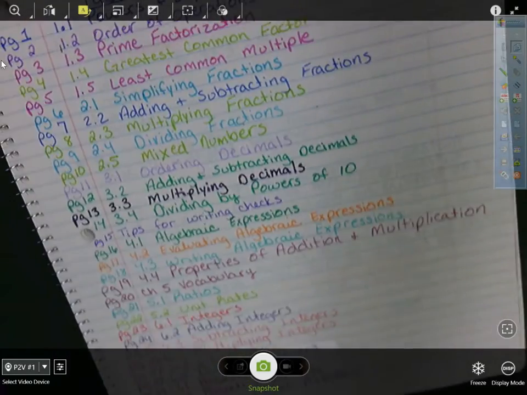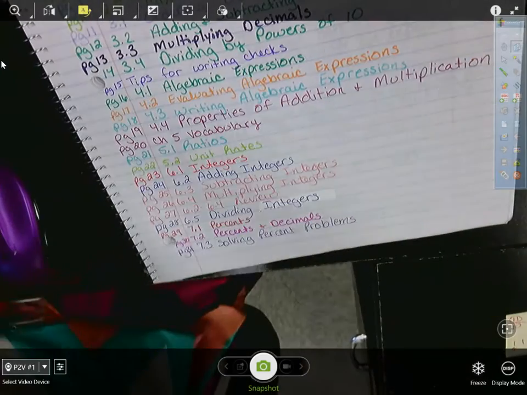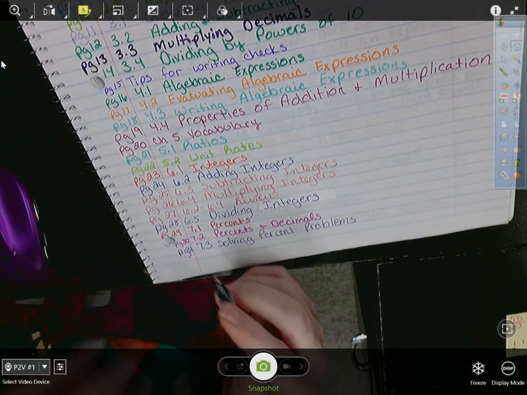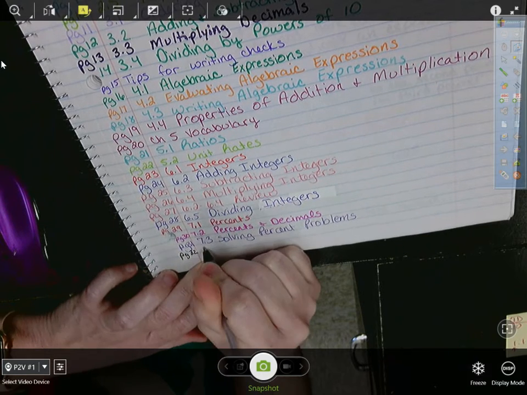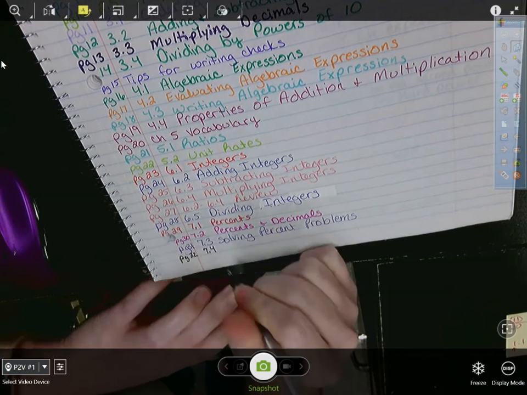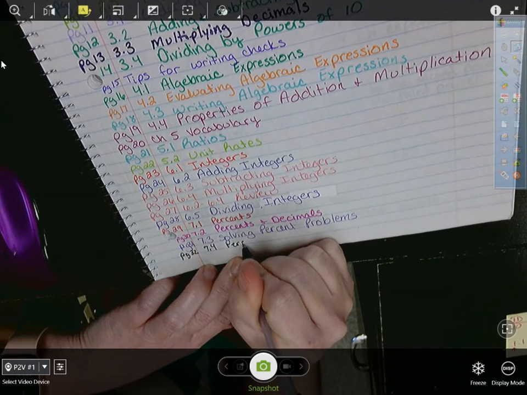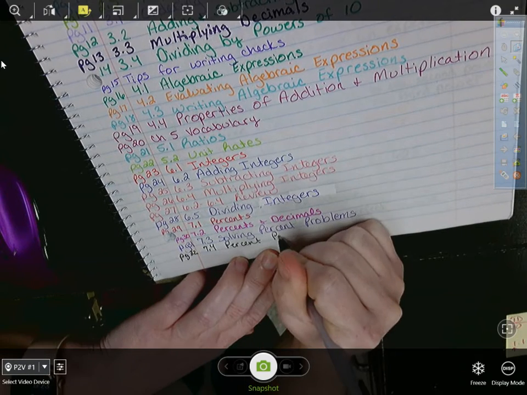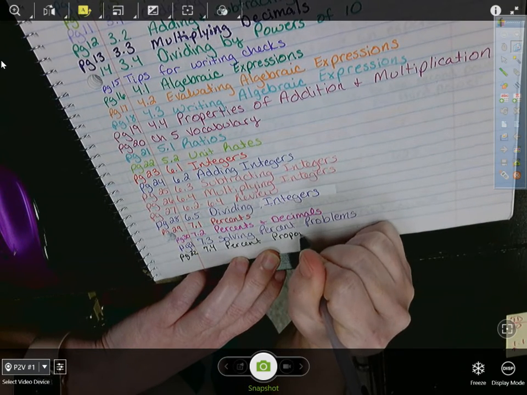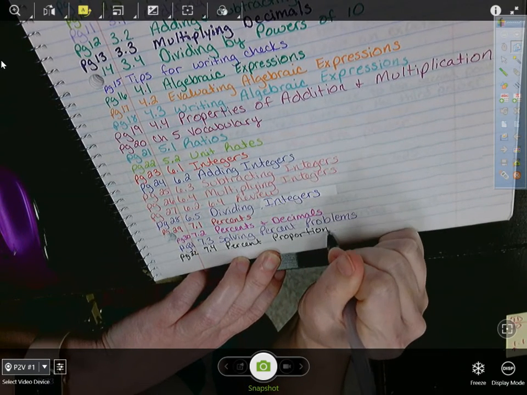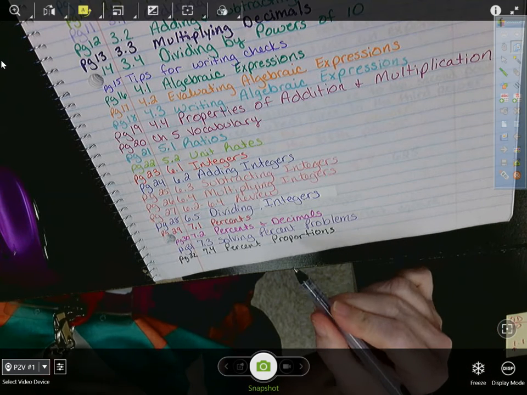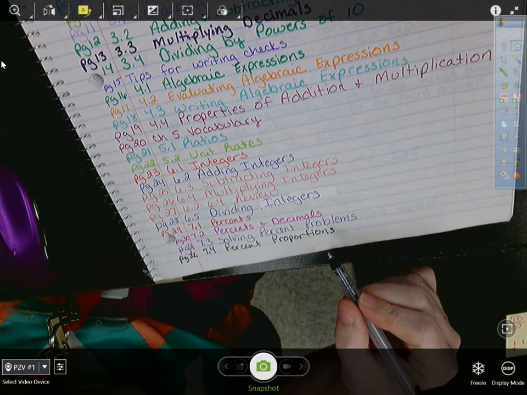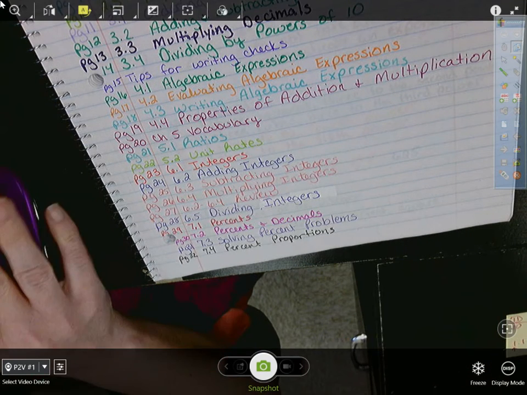All right, we are starting page 32 of our notes. So in your table of contents, you need to put page 32, 7.4% proportions. Okay, this is just another way of solving percent problems. It's called percent proportions. We're going to solve percent problems using proportions.